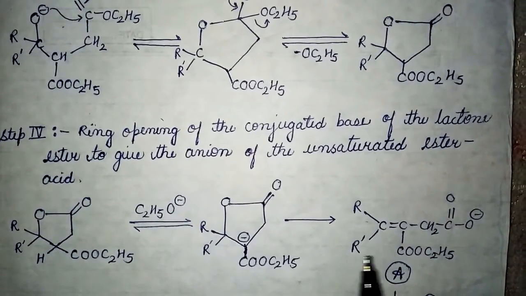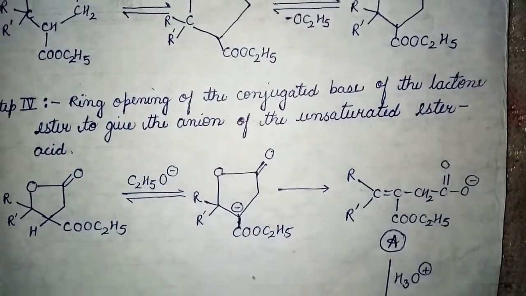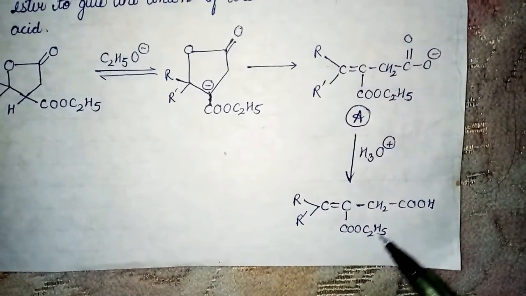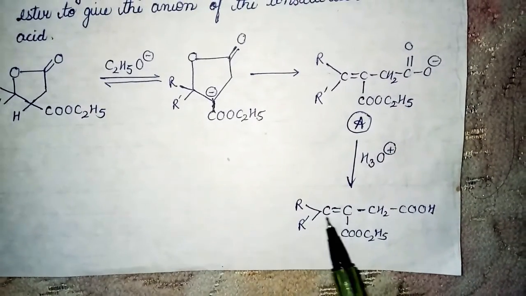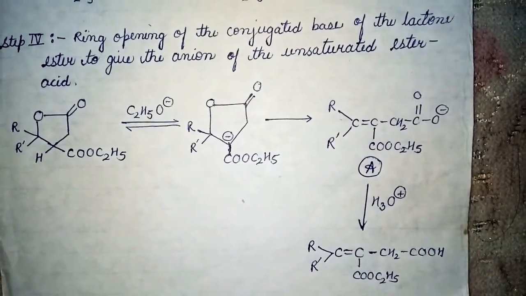Then this will lead to the ring opening, and in hydrolysis we get the final product, that is the monoester of dialkylidene succinic acid. So this was all about the Stobbe reaction.